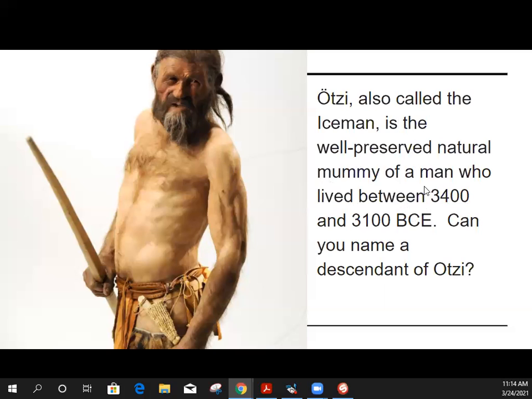So first, before we think about how they figured out how old he was, can anyone name a famous descendant of Otzi? Because he existed a long time ago. If you have 2 kids and then they have 2 kids and then they have 2 kids, you have a lot of descendants at this point. What did you say?